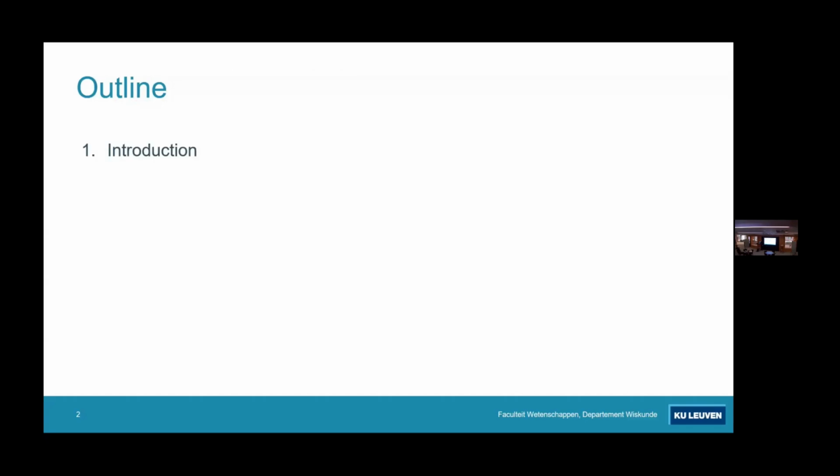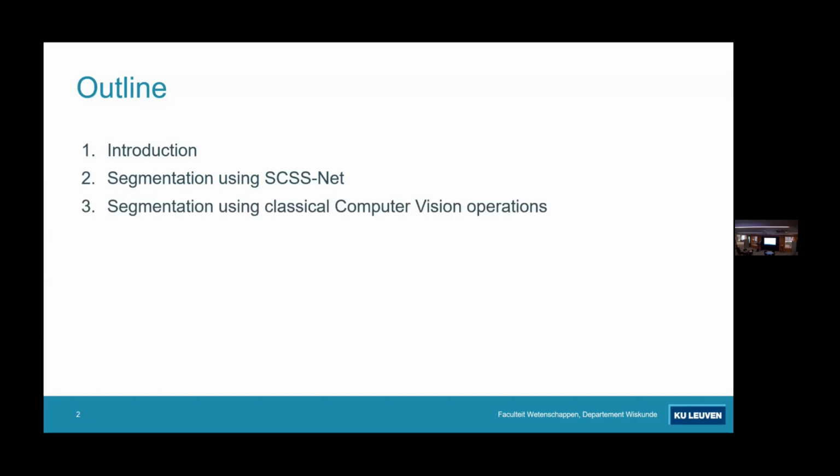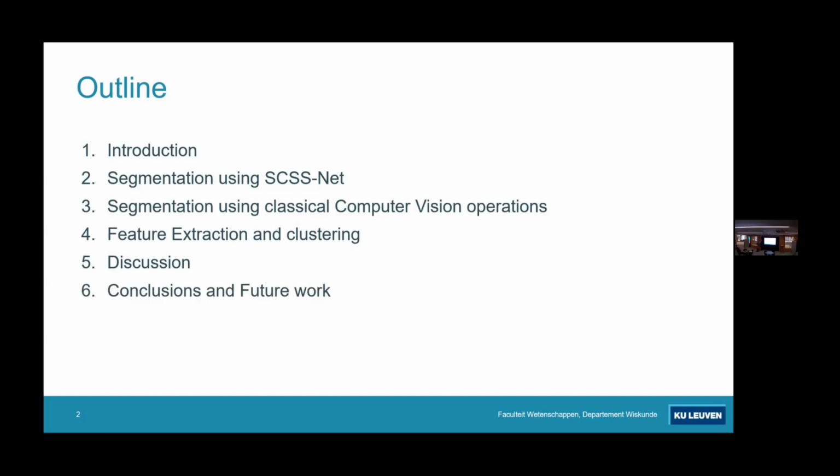The outline of the presentation is, after a brief introduction, I'm going to describe how we can do the segmentation using two ways, one based on deep learning and a UNet open source framework. Then performing the same operation, but in a different way, using classical computer vision operations. And then as soon as we have the segmentations, we want to characterize them with some handcrafted features, and then we can represent the segmentations, do some clustering, discuss our results and present some future work.